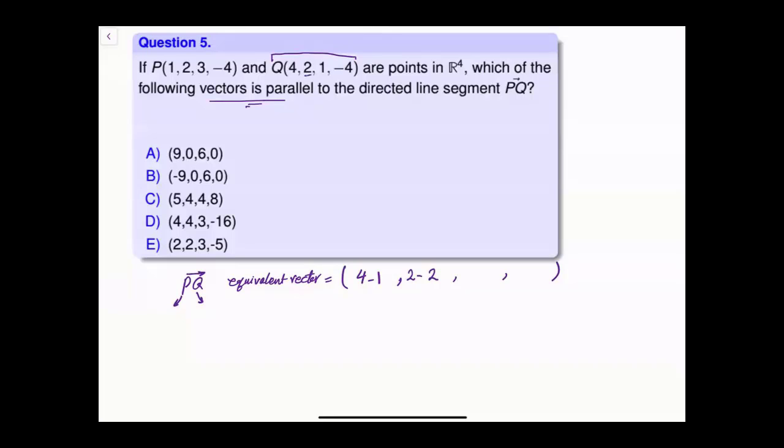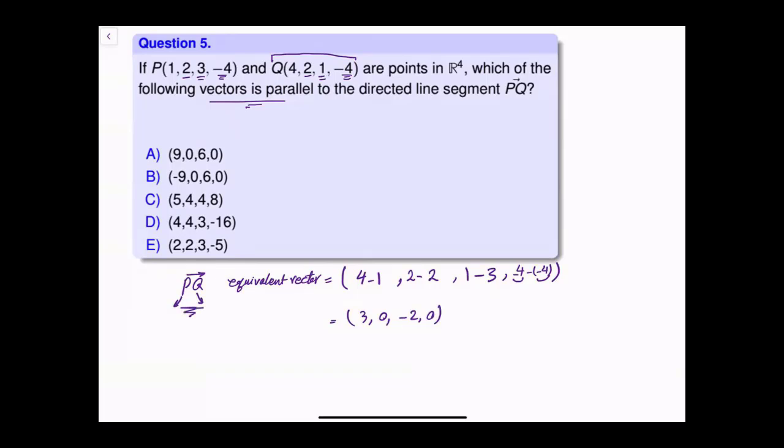So 2, 2 minus... 1 minus 3, and -4 minus -4. So what we get here is 3, 0, -2, and well, what is it? You subtract the same numbers, you always get 0. This is the equivalent vector to the directed line segment PQ.